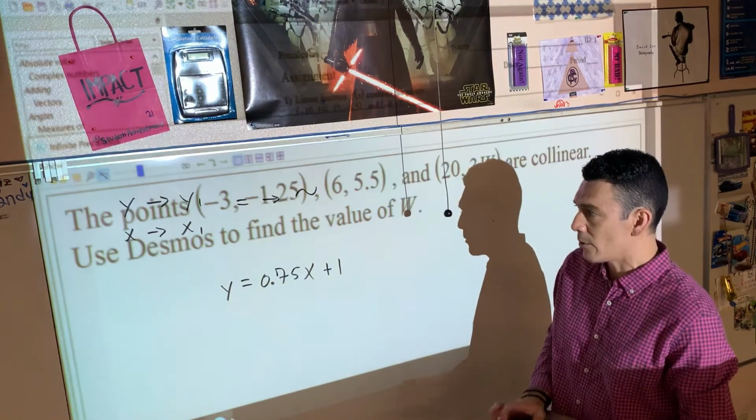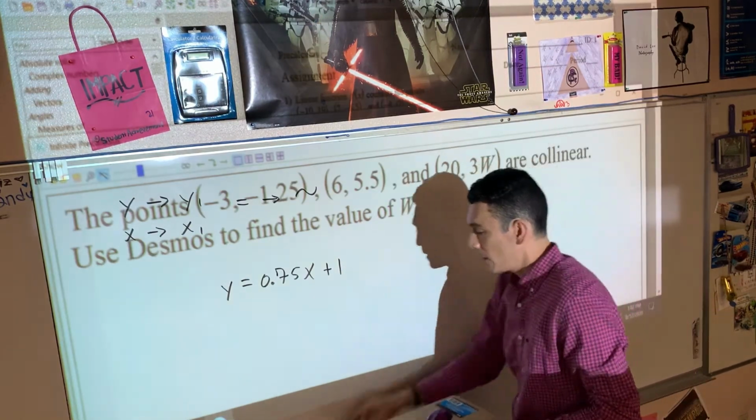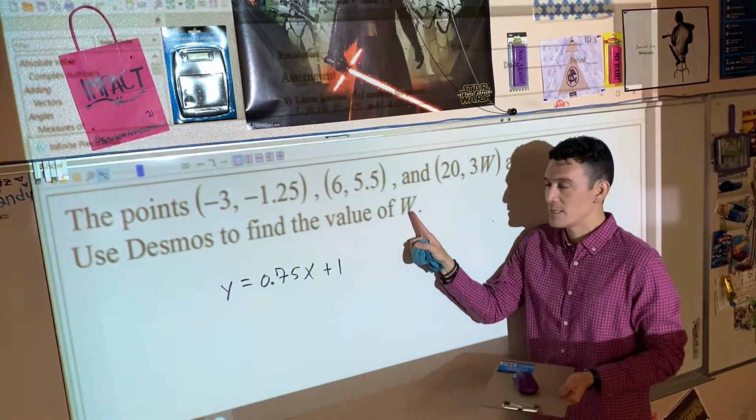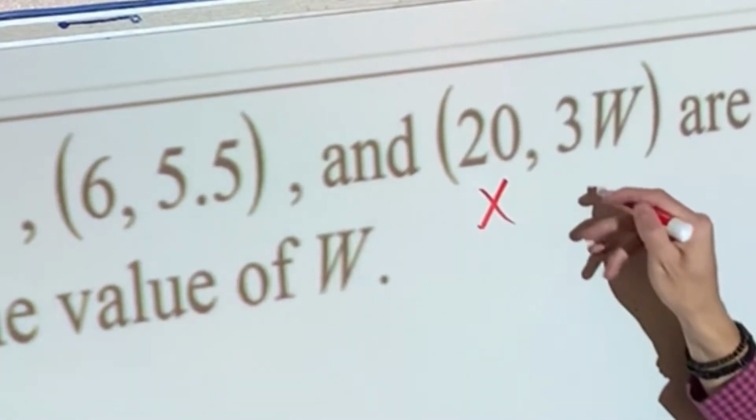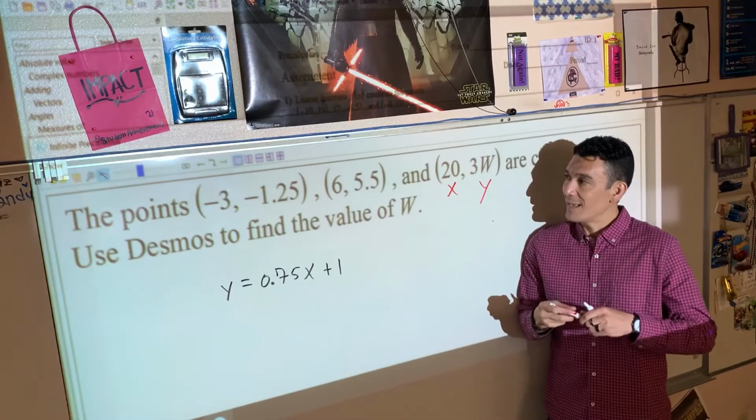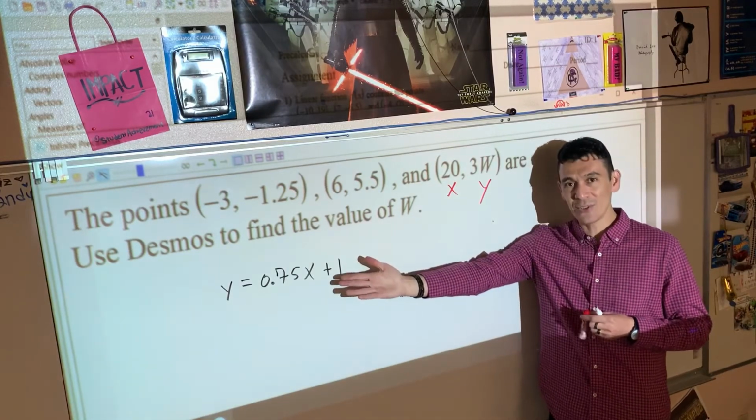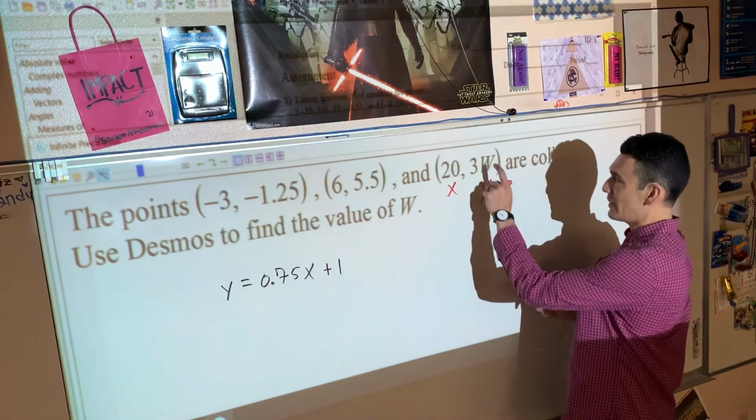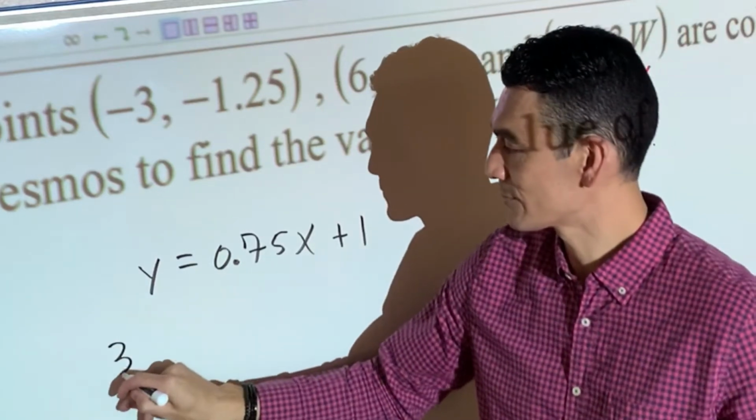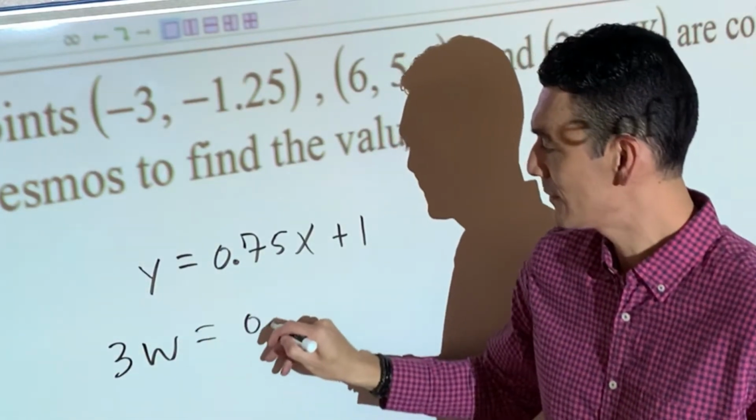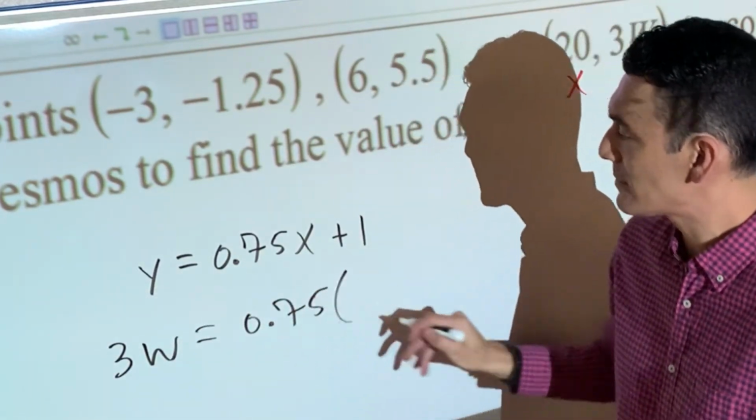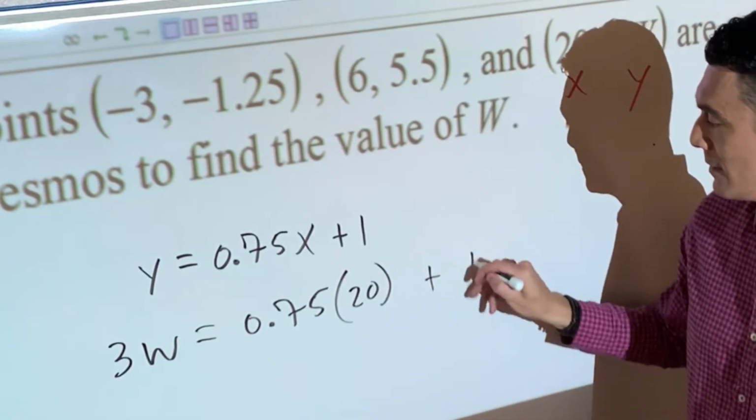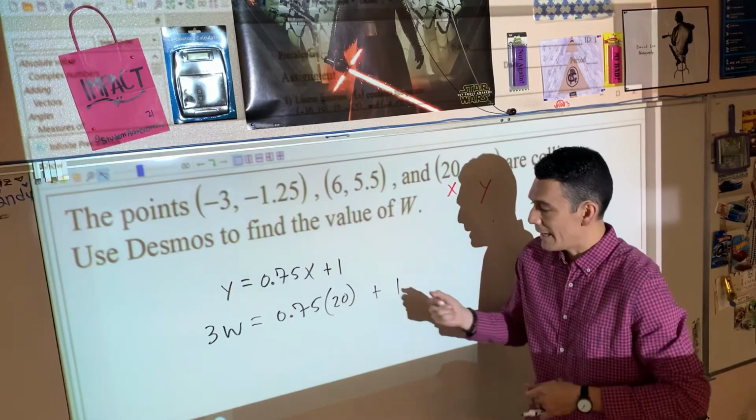Let's go back to our notes. What was the overall goal? The overall goal was to find the value of W. And I can call this one X and Y. And I can make some substitutions into the equation that Desmos gave us. So instead of Y, you can type in 3W. And then instead of X, replace it with a 20. And then plus 1.